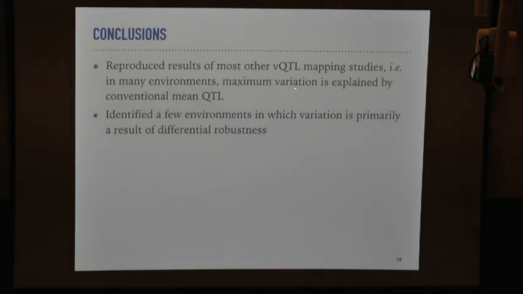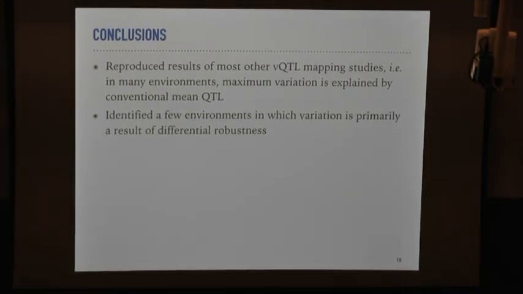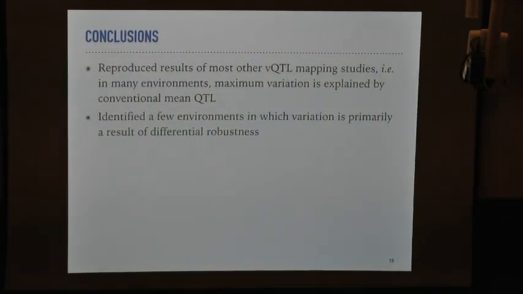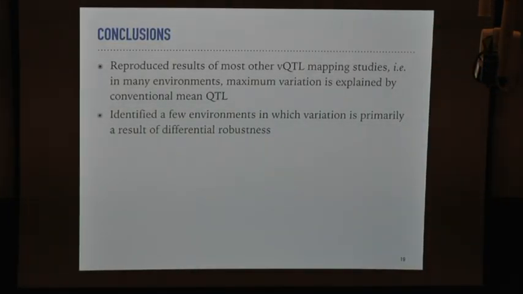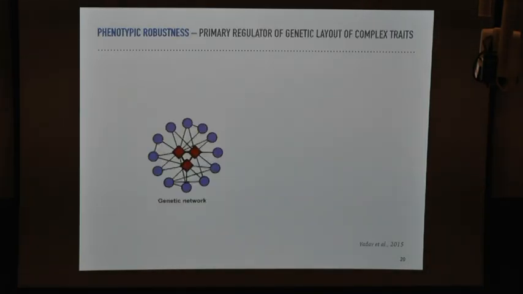And we were able to explain whatever variance was there in the population. However, we were able to identify that in at least 30% of the cases, these variance QTL markers actually interact to make a hub which is regulating variance. This makes us propose the hypothesis that phenotypic robustness, which is genetically regulated, is the primary network that regulates complex traits.